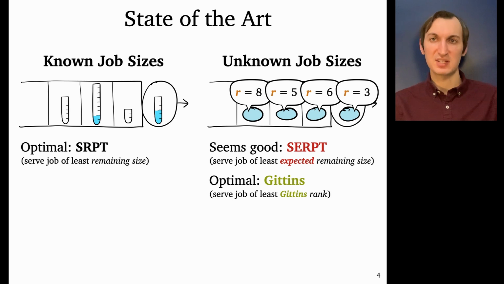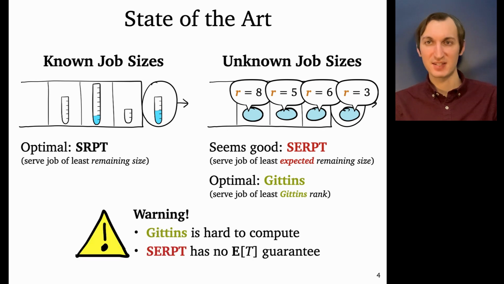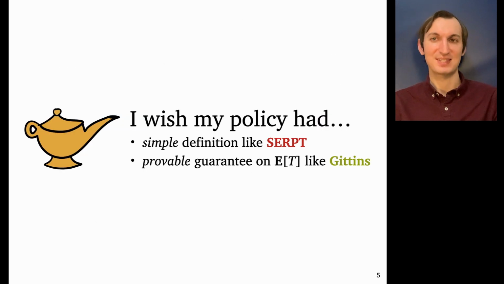So here's the situation we're in for unknown job sizes. We have an optimal policy, Gittins, which is actually very complicated to compute. And we have a much simpler alternative, SERPT, for which there's unfortunately no guarantee on its mean response time. Even though SERPT seems like a great idea, we don't know what its mean response time is compared to Gittins. So what we really wish we had is a policy that was as simple as SERPT, where we had a provable guarantee on its mean response time, that it was somehow close to optimal, close to that of Gittins.